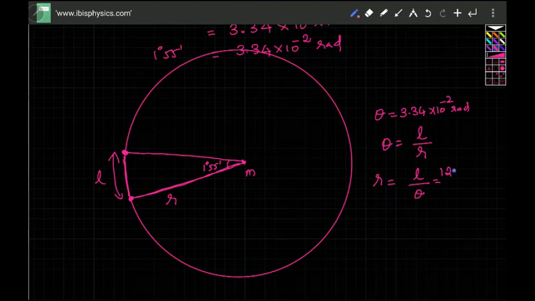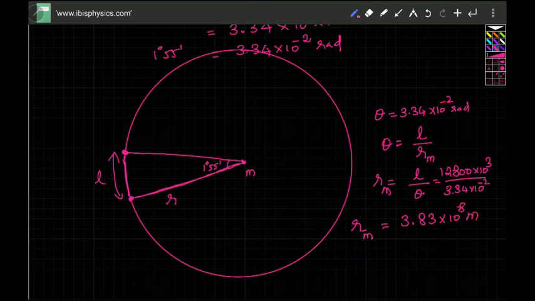So 12,800 kilometers, which is 12.8 into 10 power 6 meters, divided by 3.34 into 10 power minus 2. When you divide these two terms, we call the distance of the moon r. When you substitute all the values, the distance of the moon from the point is equal to 3.83 into 10 power 8 meters.